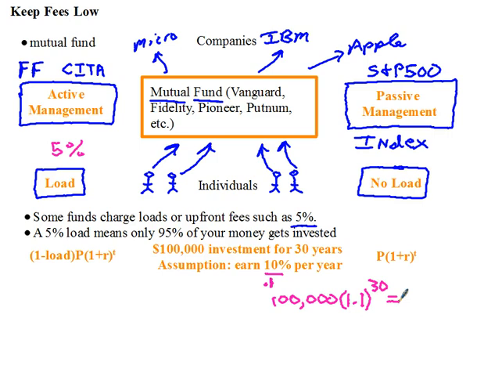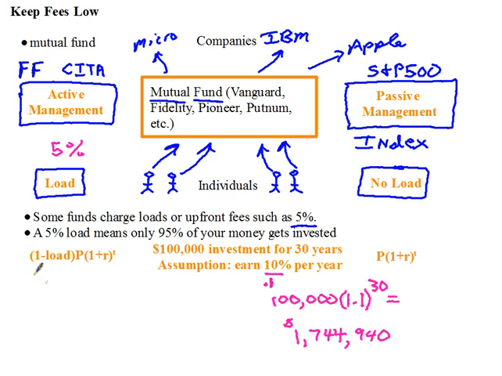So we're going to take 1.1 raised to the 30th power and multiply that by the $100,000 investment. And in 30 years, that investment would be equal to $1,744,940. Okay, that's if I do the no load. I get my full $100,000 invested.